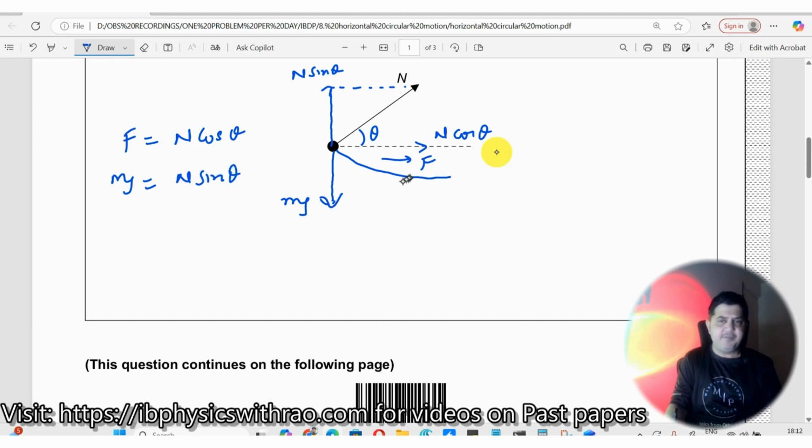What is this F? If you ask me, this F is nothing but mv square by r. That's the centripetal force. I'm just writing it like this currently because he has given it as F. Let us see at a later stage whether we require mv square by r. Now we divide one by the other here. Why do I need to divide one by the other?